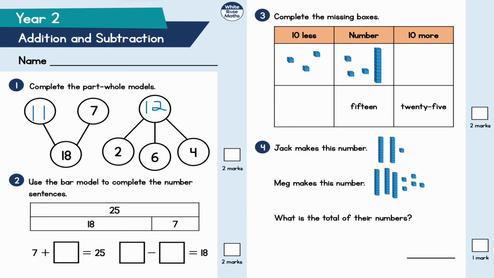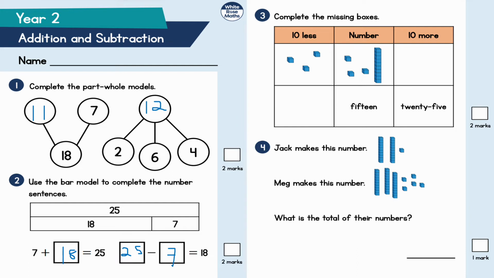Okay, this is question number 2. Use the bar model to complete the number sentence. 7 plus 18 is 25. And 25 take away the 7 is 18. Imagine I'm going to cut a bit off 25 there. What's left is 18.